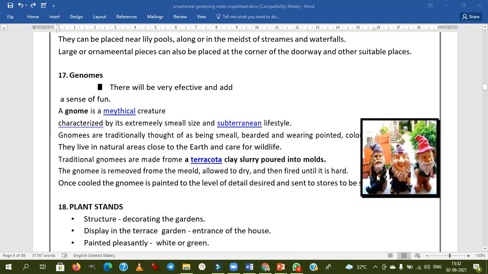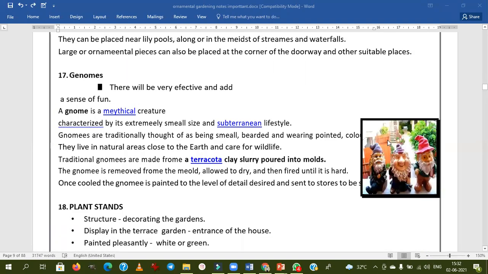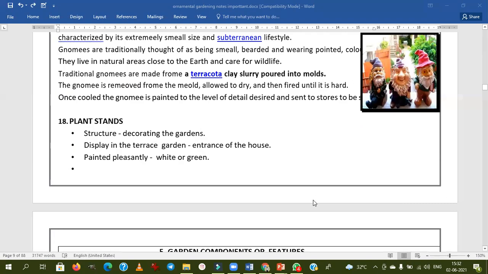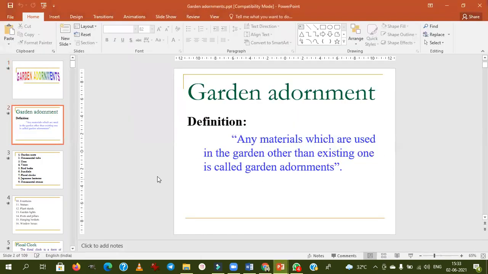Then gnomes. Gnomes are mainly funny and bring the essence of fun to the garden. These are all mythical creatures that do not actually exist, like in animated movies. Then plant stands. These are all different garden adornments. Then we will see some of the pictures.